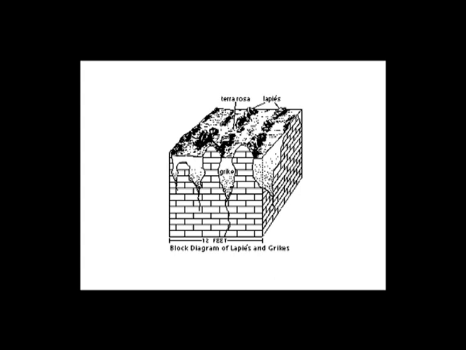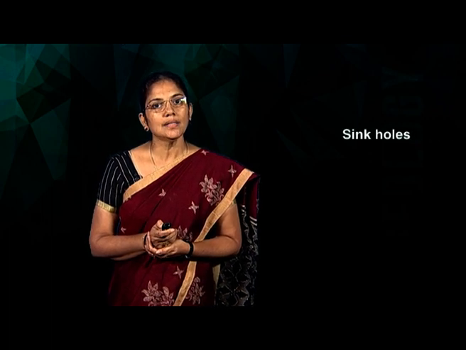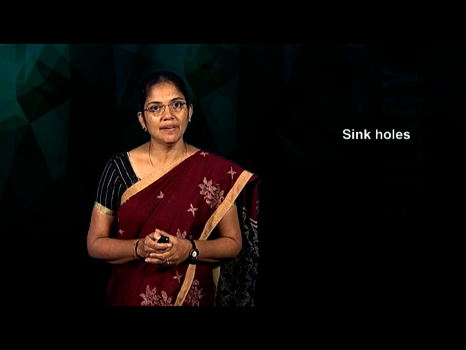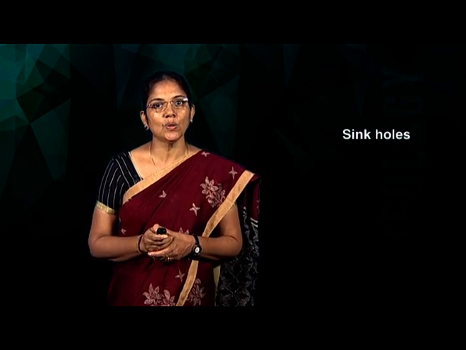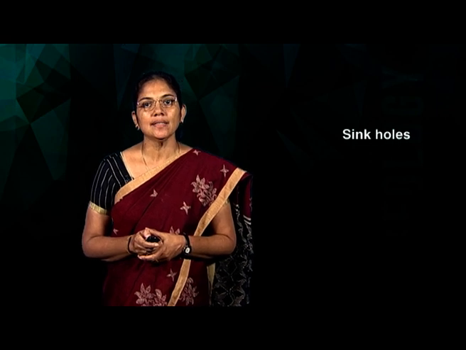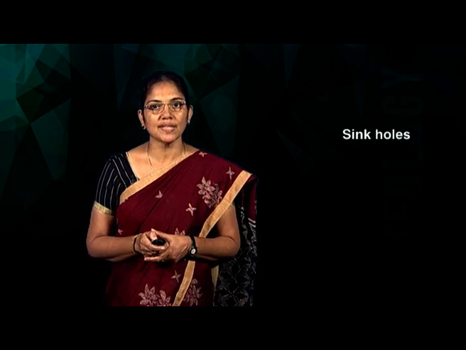Terra rossa is the fine grained red colored soil produced by the weathering of limestone rock. The remaining structure looks like lapis. The next feature is sinkholes. It is a large solution cavity, maybe several meters in diameter, open to the sky. These are also known as dolines, sinks, shallow holes, etc.